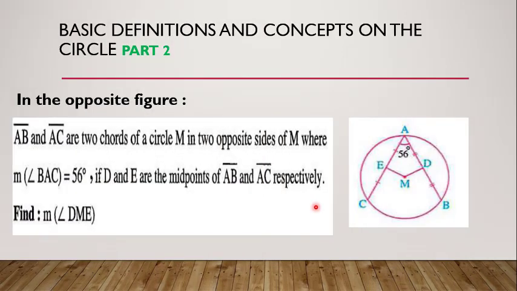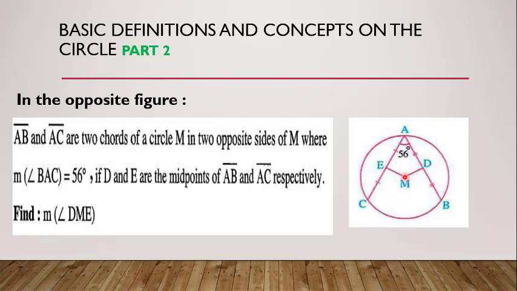Here, for example, in this figure, AB and AC are two chords. Can you see AB and AC are two chords in the circle M on opposite sides of M. Measure of angle BAC equals 56 degrees. If D and E are the midpoints of AB and AC respectively, find the measure of angle DME.